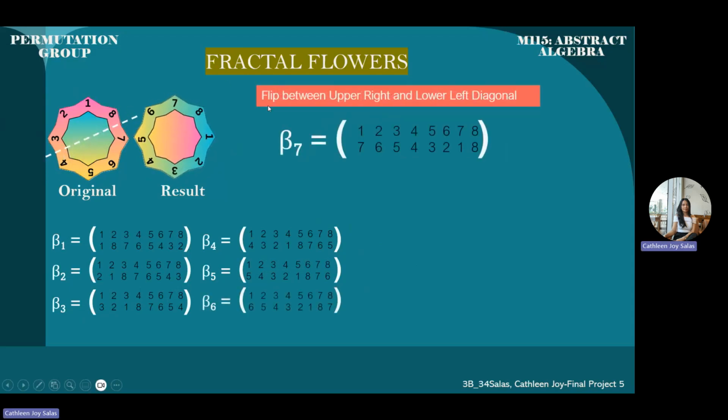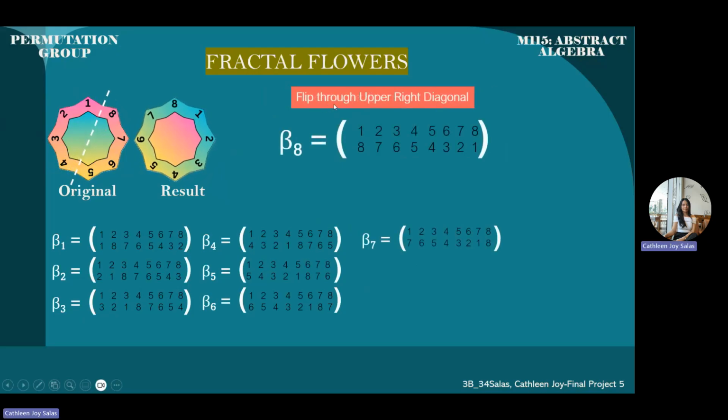Next, flip between upper right and lower left diagonal. We have here 1 is to 7. That's why we have here 1 is to 7. 2 is to 6. 3 is to 5. 4 is to 4. 5 is to 3. 6 is to 2. 7 is to 1. And 8 is to 8.